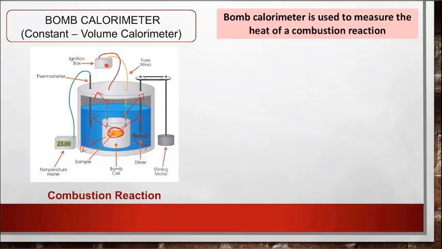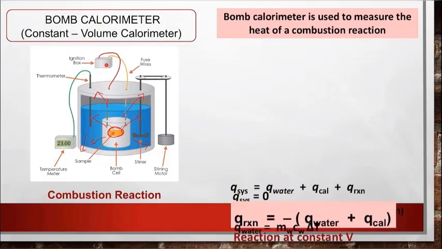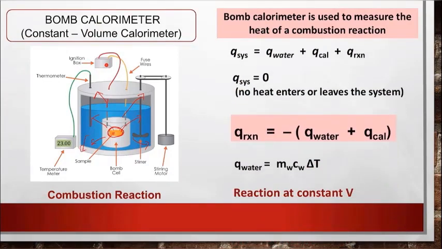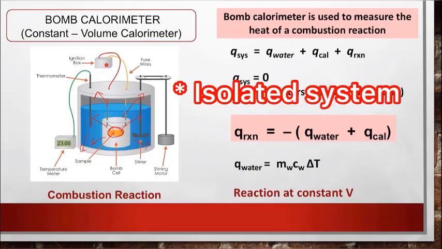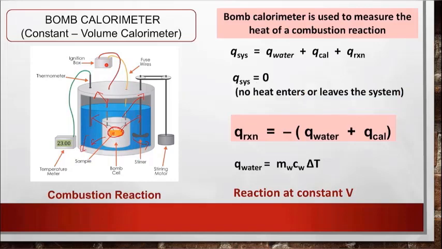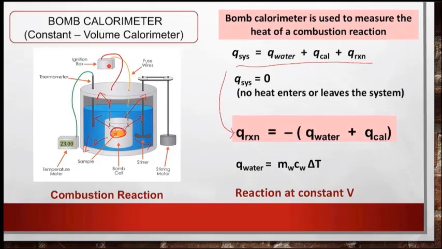Please remember that this whole thing is a system. So, the heat of a system is equal to heat of water plus heat of calorimeter plus heat of reaction. And since this system is a closed system, no heat enters or leaves the system, causing the value of total heat of the system to be equal to 0. Hence, if we rearrange this equation, we can get the value of heat released by a reaction equals negative heat absorbed by water plus heat absorbed by calorimeter. Remember that this reaction has to occur at constant volume.